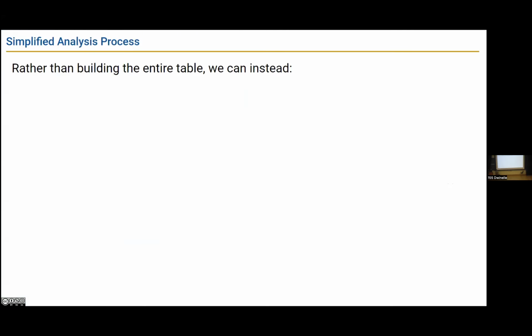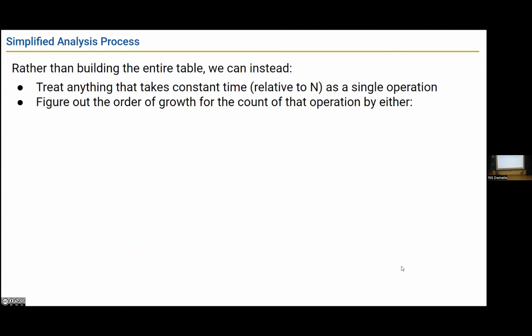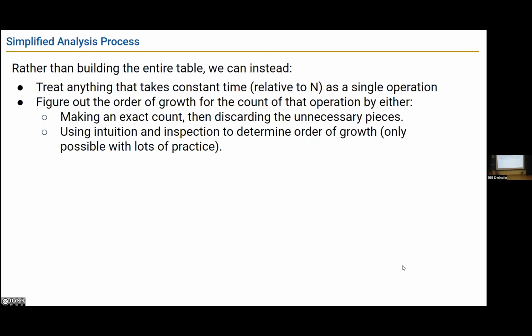So let's do this. Instead of building the entire table, I'm going to treat anything that takes constant time as a single operation. These are constant time operations. I don't care exactly what's going on. I'm going to treat them as 1 unit of time. I'm going to figure out the order of growth for that 1 unit of time, either by making an exact count or doing some intuition, inspection, trying to do some math. This last part's only going to be possible with a bit of practice, but you should be able to do some of this. And using that, we are going to get to n squared without building the entire table.